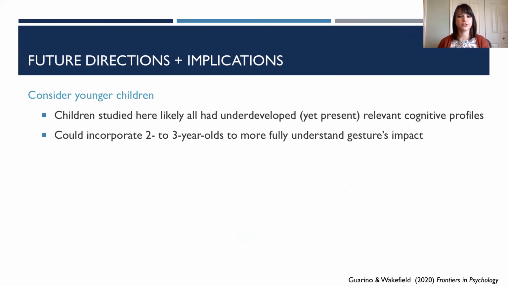But to more fully understand the impact of gesture on children with little to no relevant cognitive skills, we could extend and adapt this task to incorporate, say, 2 or 3-year-olds as well. Given that some suggest that children younger than the age range we used here, so 4 years old, have these rudimentary capabilities at hand.